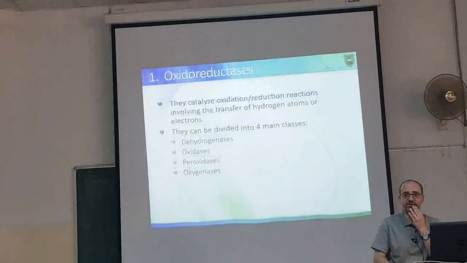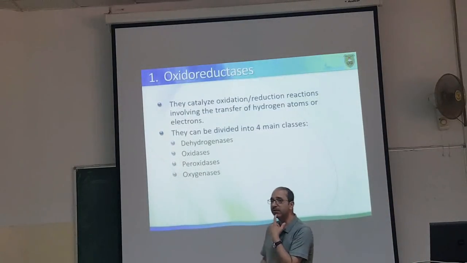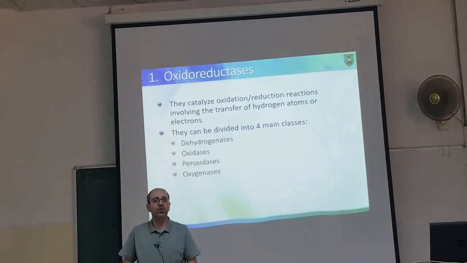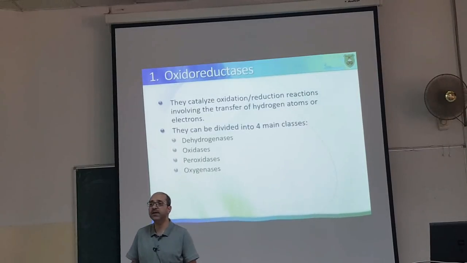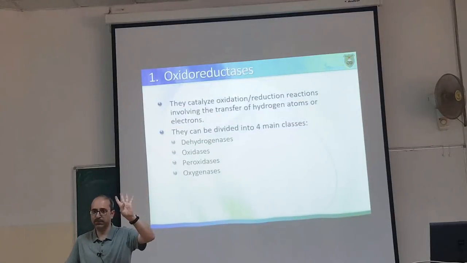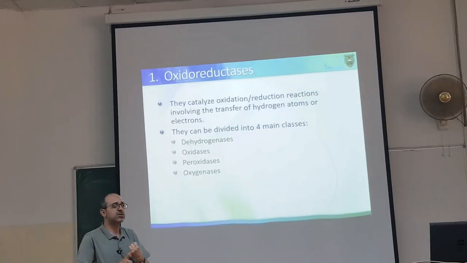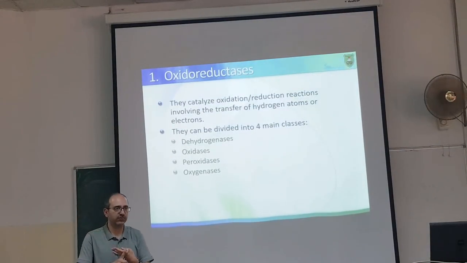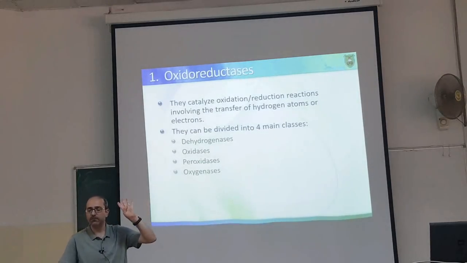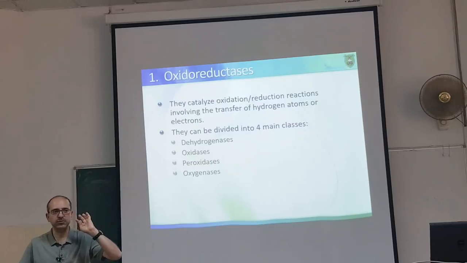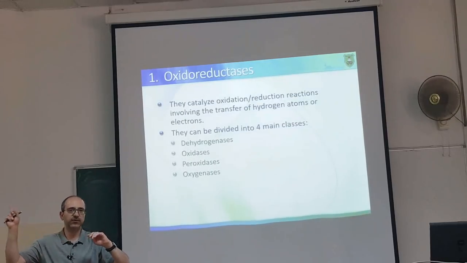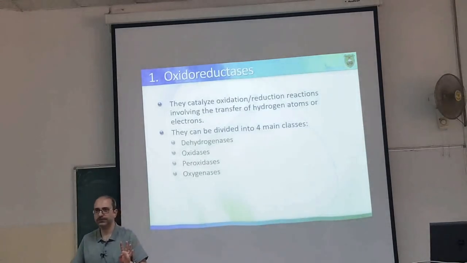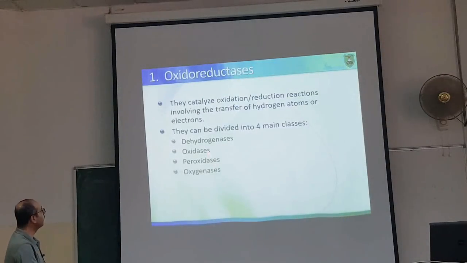Let's talk about oxidoreductases. It turned out that oxidoreductases are a huge class. It's not a simple class of enzymes. They saw that these enzymes can actually be divided further into four different subclasses: dehydrogenases, oxidases, peroxidases, oxygenases. By the way, I encourage you, if you want to take it or videotape it, to videotape Dr. Nafel's lecture. He's the expert in enzymology. So these are the four main classes.